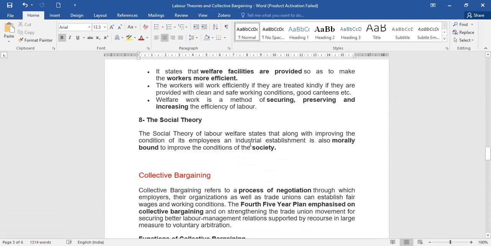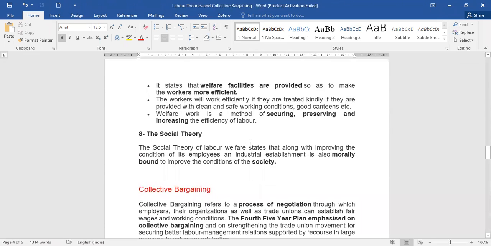The next one we have is the social theory. The social theory of labor states that along with improving the condition of the employees and industry, there is something morally binding to improve the conditions of the society. So the organization has a responsibility not only towards the employee, but also towards the society. In the form of corporate social responsibility, they should ensure that things are working out well.